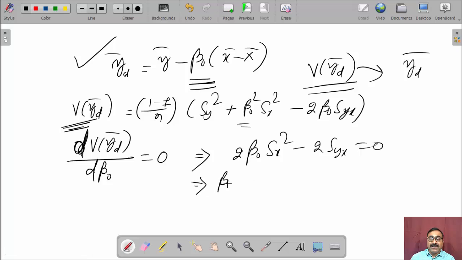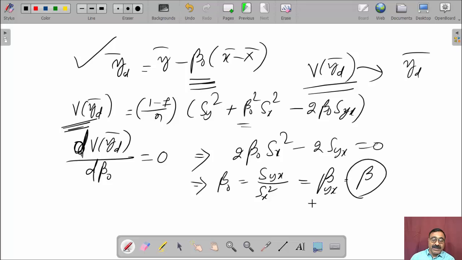That implies beta 0 equal to Syx by Sx square, that is equal to beta yx, or simply we denote it as beta, that is the population regression coefficient of y on x. So that means when beta 0 is equal to beta, the population regression coefficient of y on x, we get the minimum value of the variance of the difference estimator.